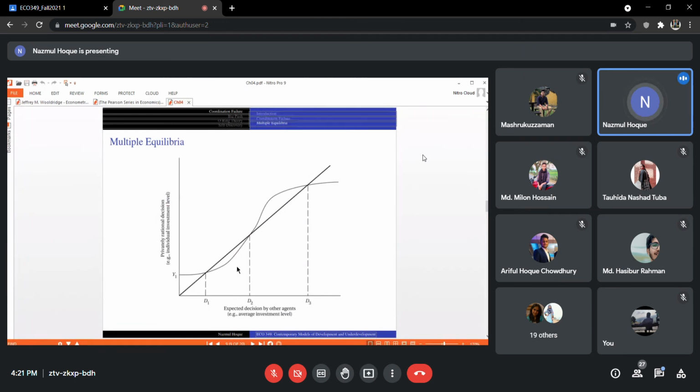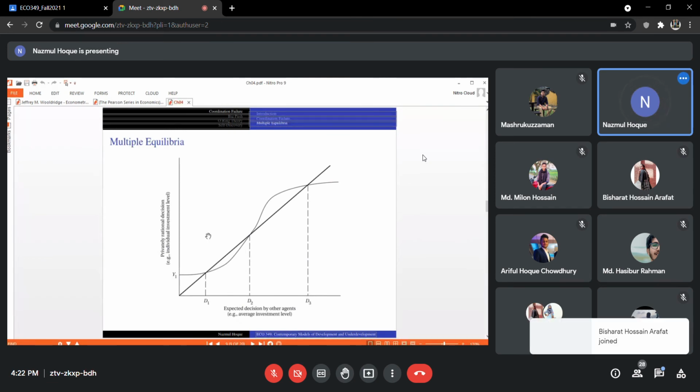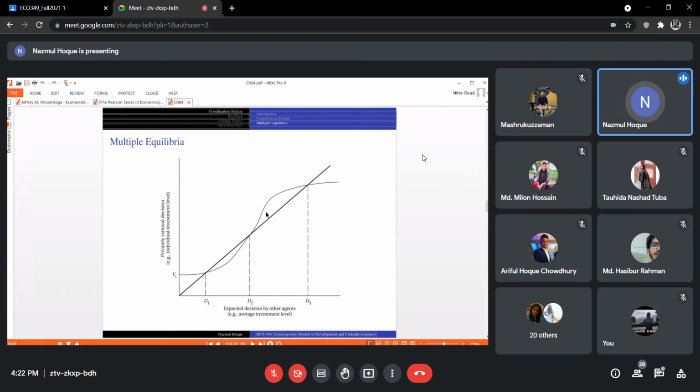So if you look at this diagram, we have three possible equilibria here, right? The individually rational investment decision is given by this S-shaped line. And the straight upward sloping line is the 45-degree line. If the scales are the same on the vertical and the horizontal axis, each point on the line represents the same value on the vertical and the horizontal axis.